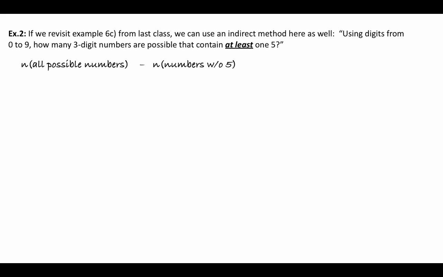Because if we want to have at least 1 five, then we need 1, 2, or 3 fives. The only choice that's undesirable is no 5s. So if we find the number of 3-digit numbers we can make that don't have any 5s, that's the only undesirable case. So this allows us to use our indirect method. It'll give us the number of 3-digit numbers with 1, 2, or 3 5s, because you can either have 1, 2, or 3, or none of them when it comes to 5s in there.